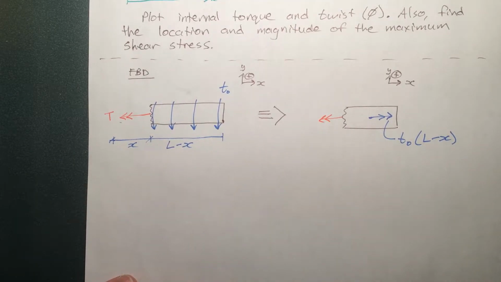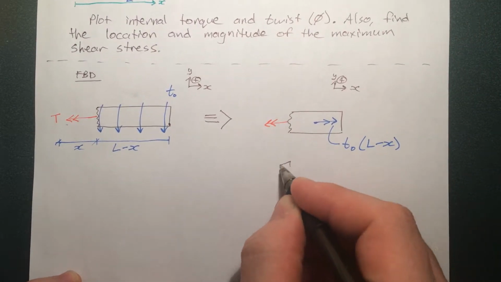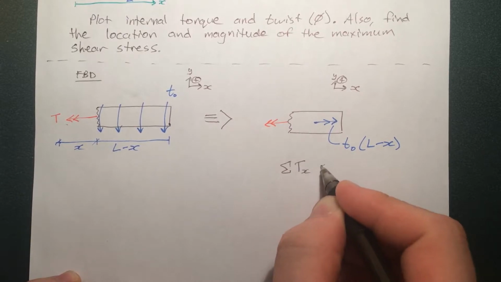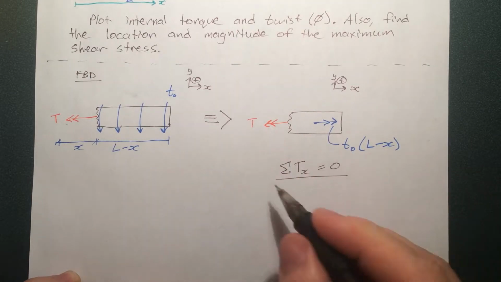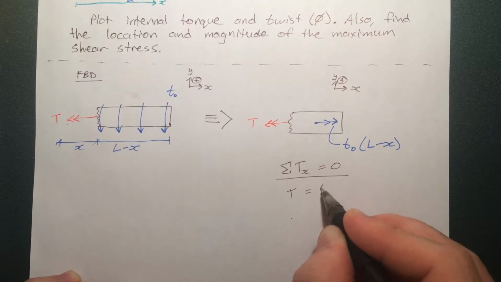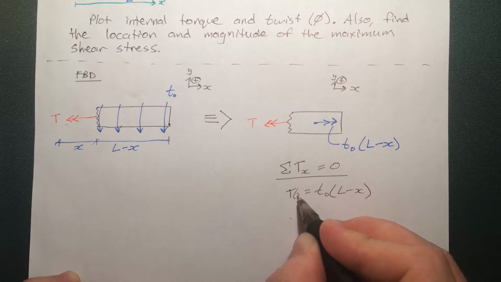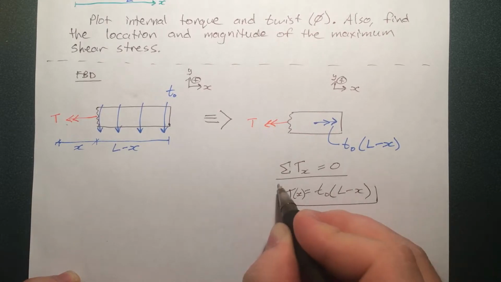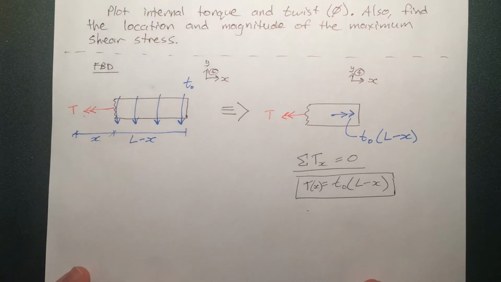And then summing up the forces. Wait, it's not the forces, but I said that because I'm so used to doing that. That's actually a good sign. The sum of the torques in the x direction needs to be 0. And of course this is still called T. And T is of course equal to that, T naught times (L minus x). We can write this as a function of x, because it's not defined for any particular point. So let's go ahead and plot this.